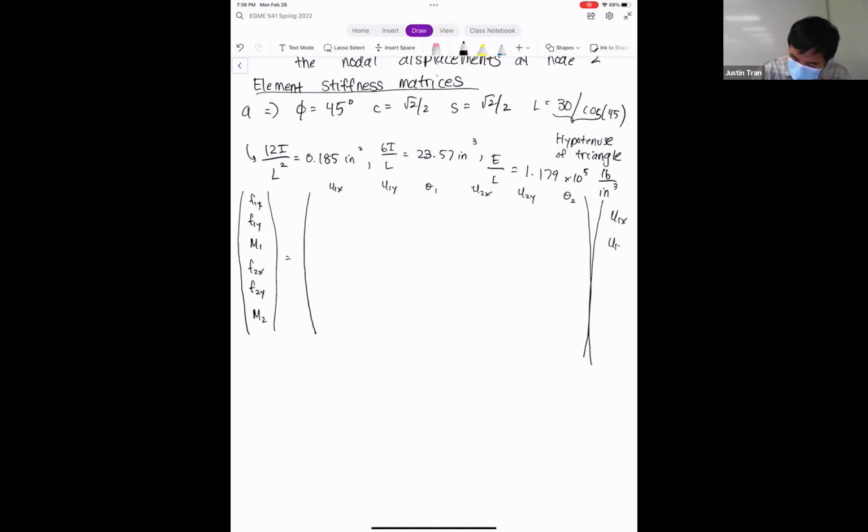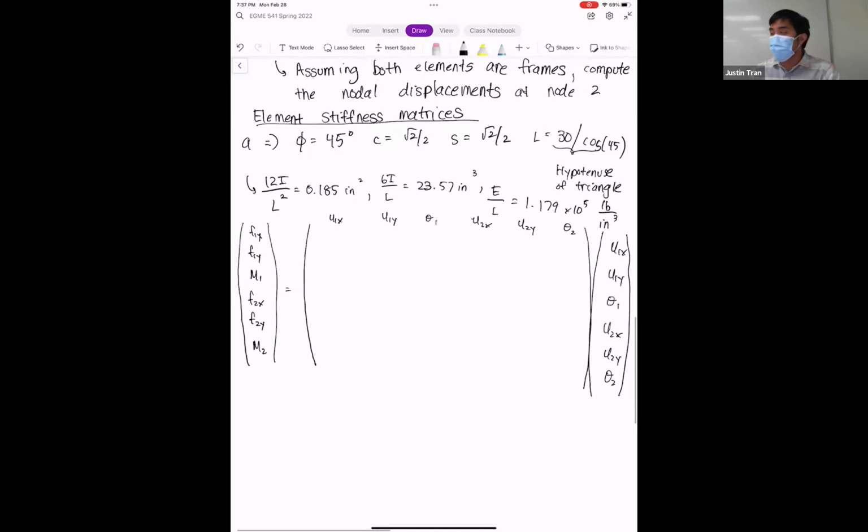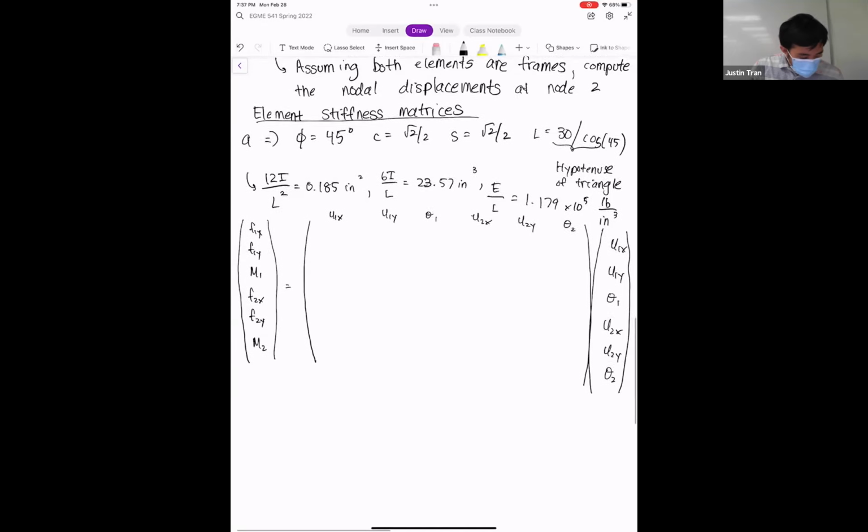U1x, U1y, theta 1, U2x, U2y, theta 2. Okay. Any questions on any of this before we start filling this in? Okay. All right, so let's go ahead and start filling this in. From the top, let's do the first row first.